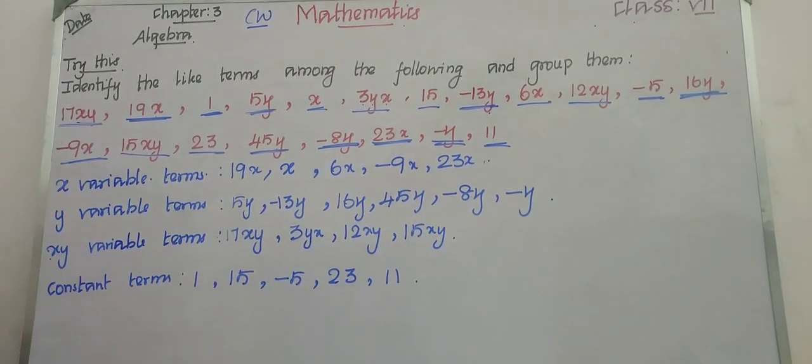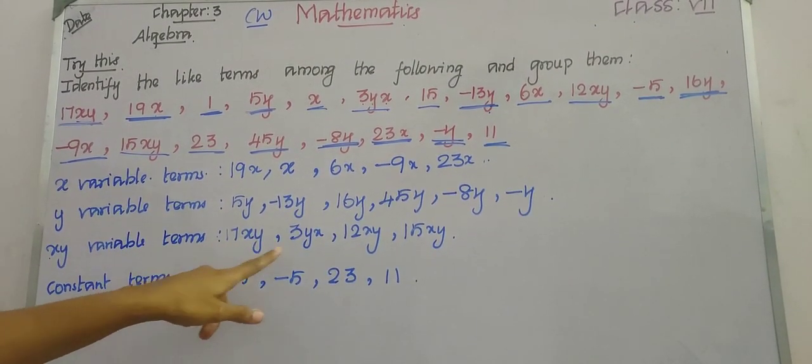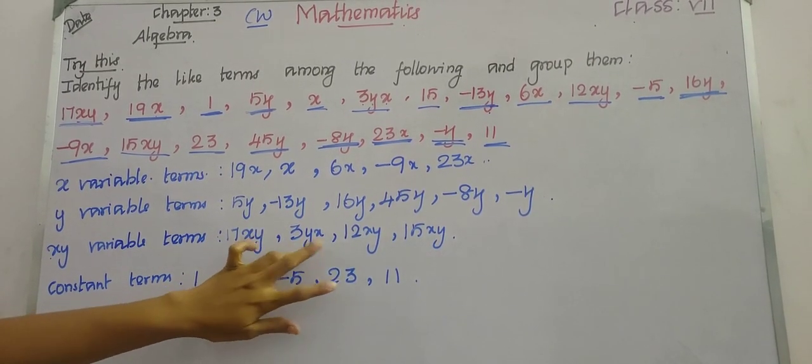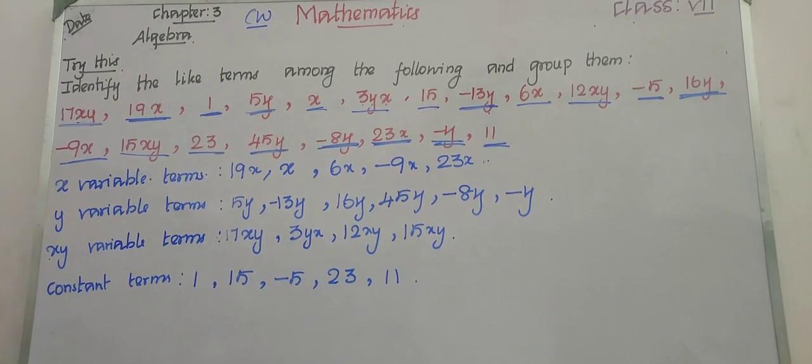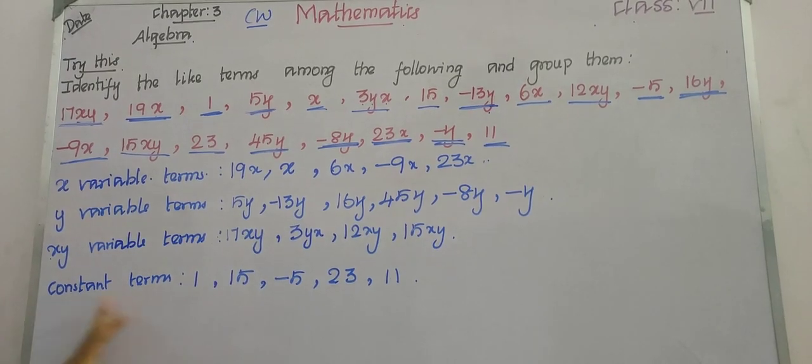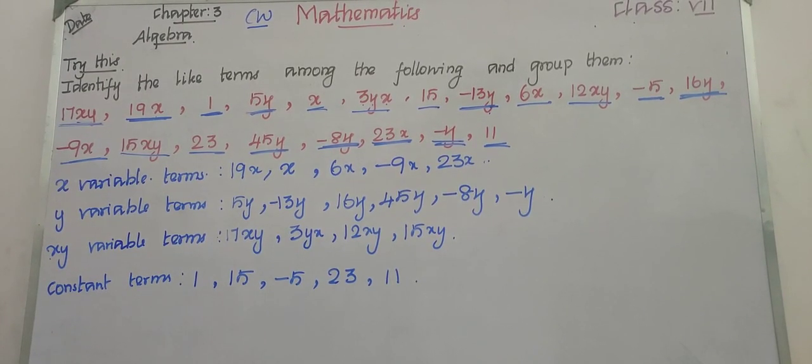And here the xy variable terms: 17xy, 3yx, 12xy and 15xy. Note that yx and xy are the same, so all these are like terms. And the constant terms: 1, 15, minus 5, 23 and 11, all these are like terms. Is it clear, children? Note it properly in your notebook.